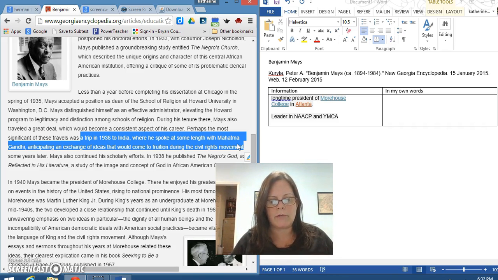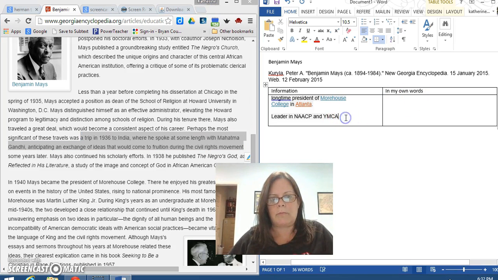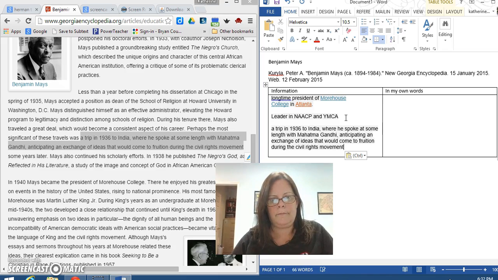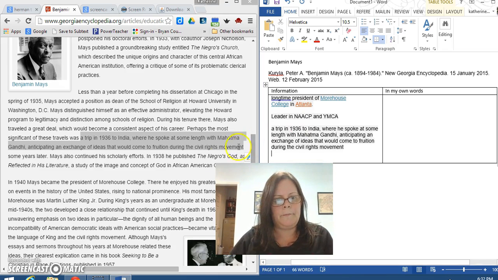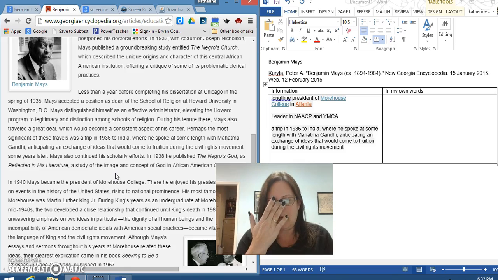So this exchange of ideas, Benjamin Mays gathered these ideas and brought them to the United States, and then some years later we see that things are happening with them. So I'm going to take this information and put it in my chart. Now, before I read any further, I want to stop and think for a minute. What would this have to do with the civil rights movement? We're talking about the time period of the 1940s, 1950s, and 1960s.